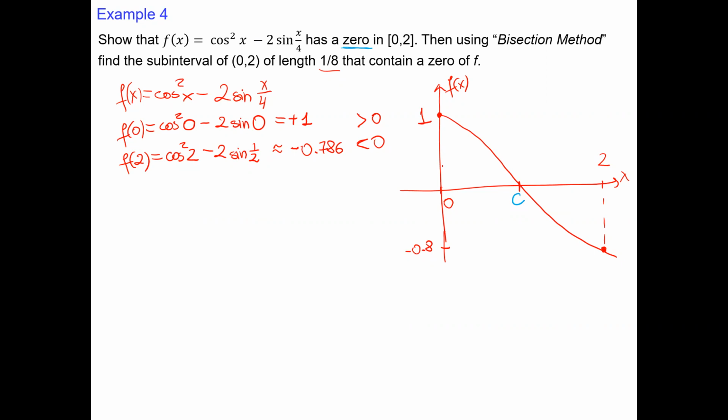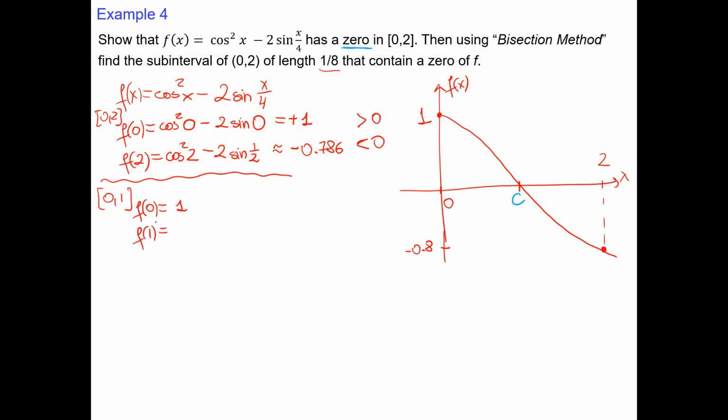wide, too long. Okay? We will try to get smaller intervals. So maybe I can try the interval between 0 and 1. However, they want 1/8, the length of the interval 1/8. At the moment I have 2. So between 0 and 2, the length is 2. Between 0 and 1, the length is 1. The value for 0, we know that is 1.